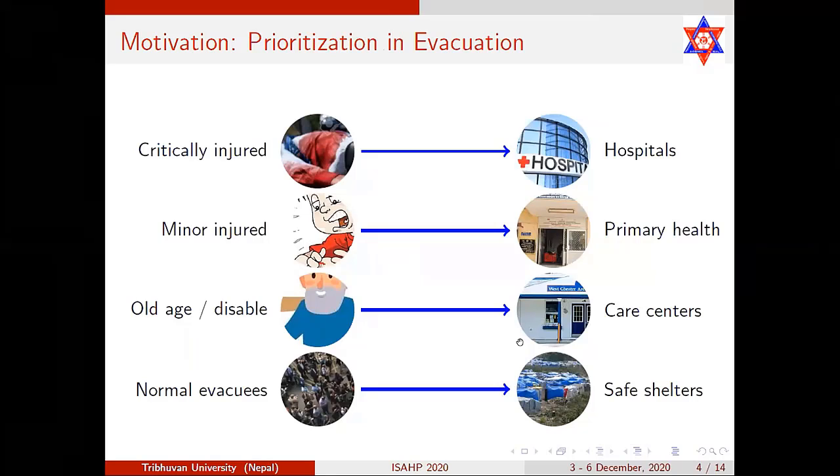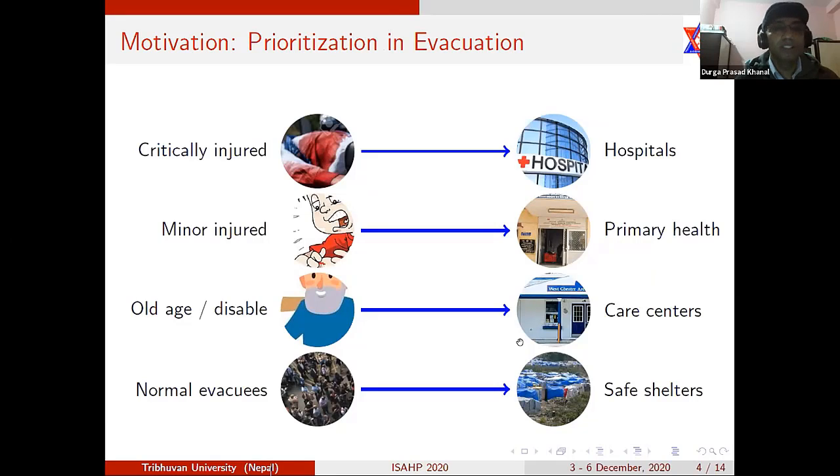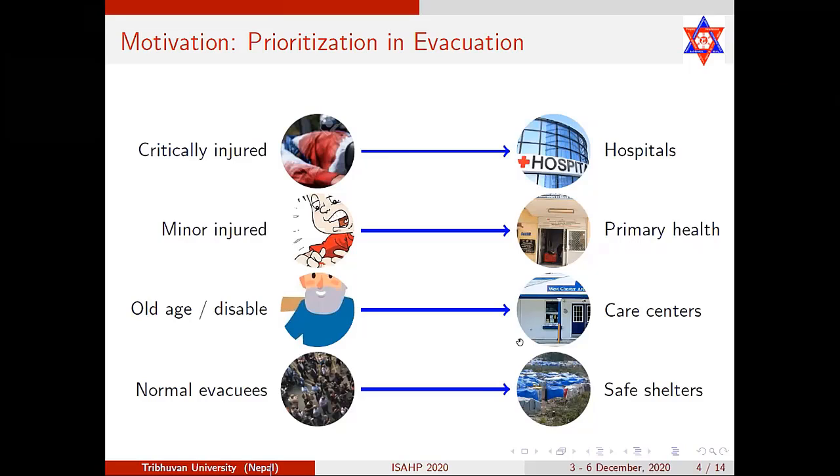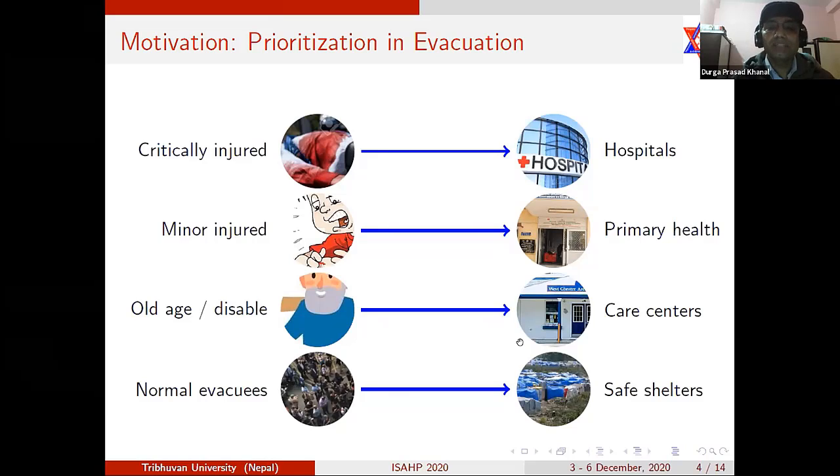After the disasters, every individual may not be hurt equally. Some people may get injured, some minorly injured, and some of them may not be hurt physically. Those who are critically injured have to be sent to well-equipped hospitals, while minorly injured can be sent to private health centers. Old age people, disabled, pregnant women with babies can be sent to care centers, as well as normal cases we can send to safe centers. So these all are the prioritization of source as well as sink.